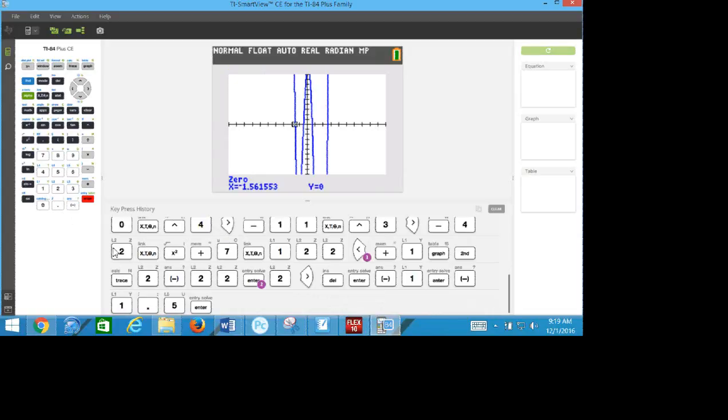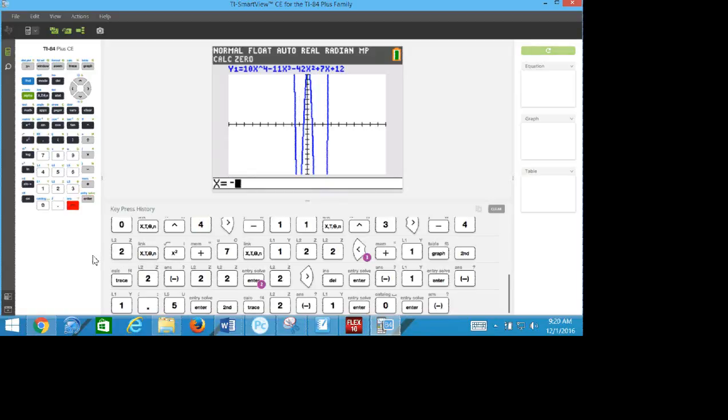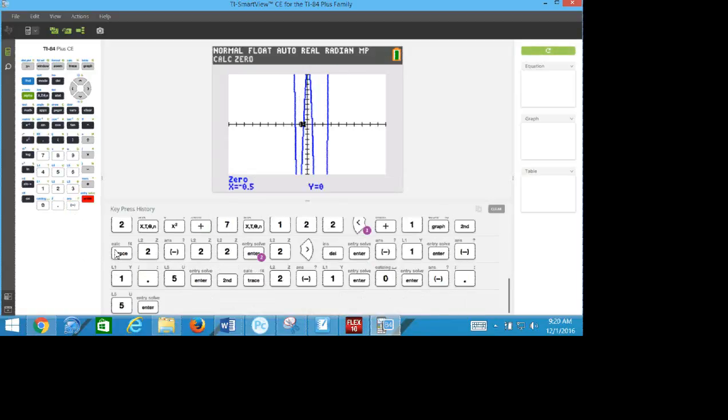So it tells us the 0 is at -1.561553. That is not super helpful for me right now because that is not an exact answer. So I'm going to try it again. We're going to do second trace 0. Let's try this one right here that looks like it's maybe at -0.5. So we're going to do our left bound -1 and our right bound 0. And then guess -0.5. Okay, so it says that the 0 is at -0.5.